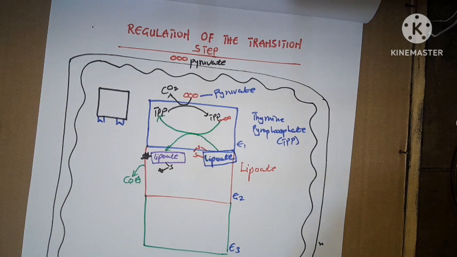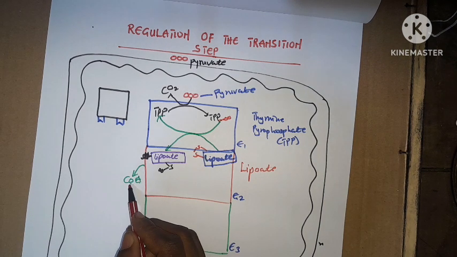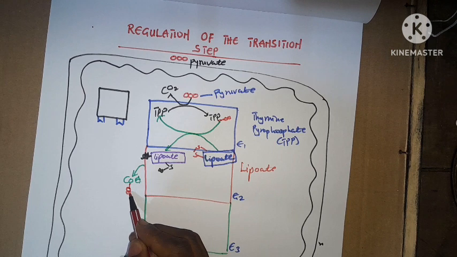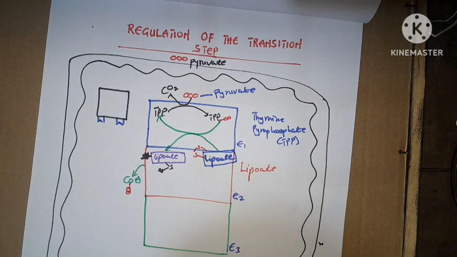So what is going to happen is that this CoA is going to react with the acetyl group, the 2 carbons. So it's a CoA with 2 carbons attached to it. This is how it's going to be. So CoA with 2 carbons attached to it.